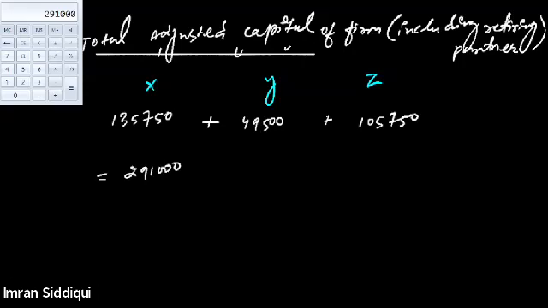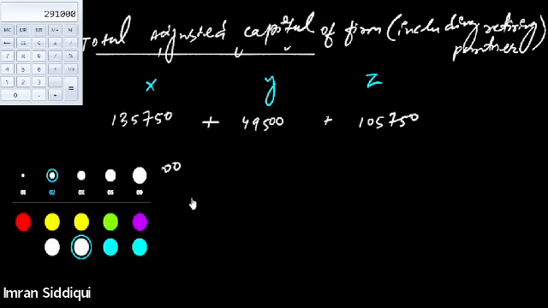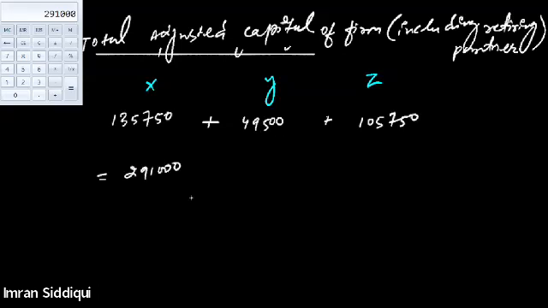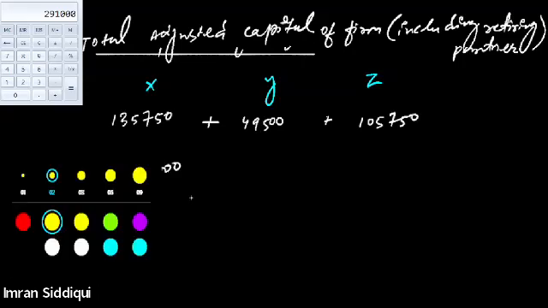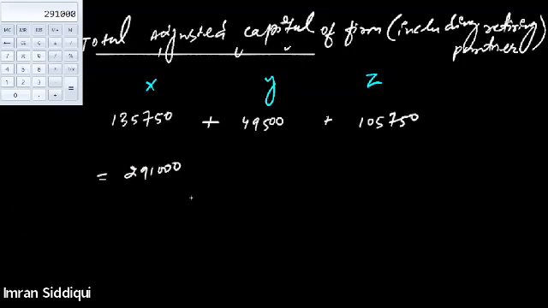291,000. Then the question wants us to maintain the new capital balance. This is the total adjusted capital. The question requires that the existing partners should maintain their capital in the new profit sharing ratio. Now this 291,000 needs to be distributed in such a manner that it is allocated in their profit sharing ratio. So let's do that.